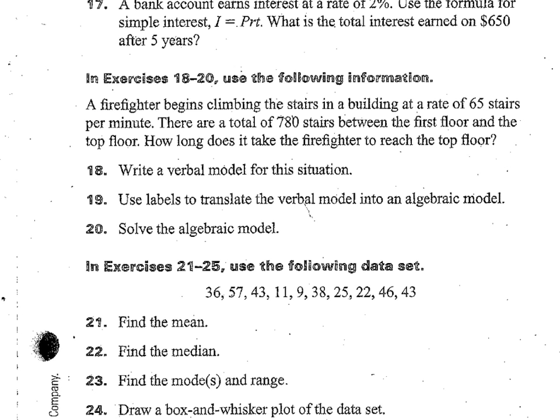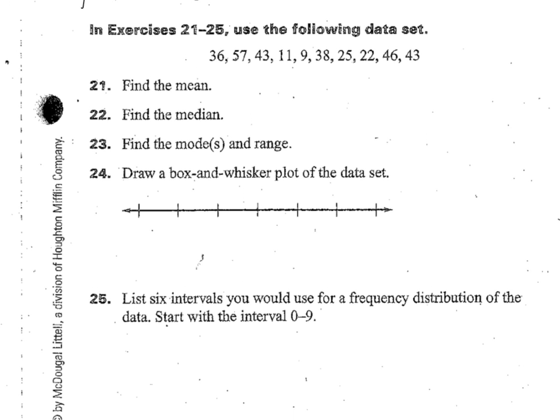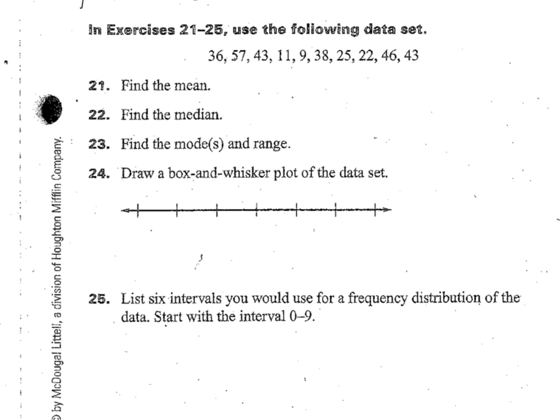Okay, gang, I want you to skip 18, 19, 20. I'm going to give you a pass on that. Let's scroll on down. We're also going to skip the box and whisker plot. But we are going to do 21, 22, 23. We're also going to skip 25.